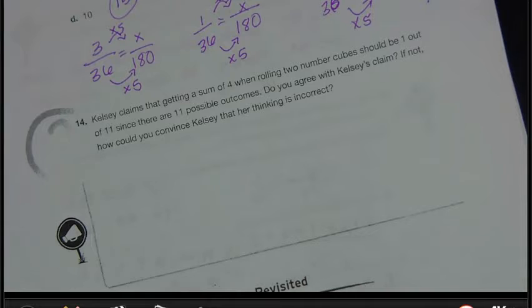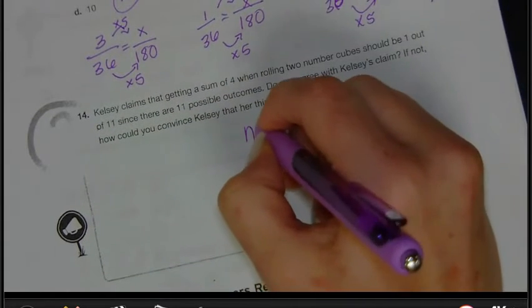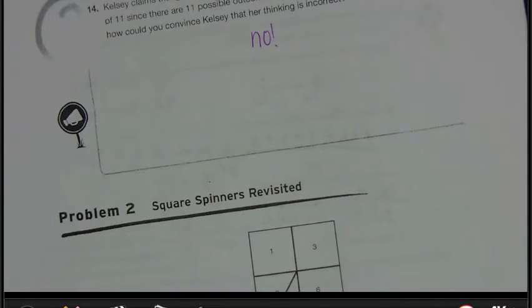Number 14. Kelsey claims that getting a sum of 4 when rolling 2 number cubes should be 1 out of 11, since there are 11 possible outcomes. Do you agree with Kelsey's claim? If not, how would you convince Kelsey in what her thinking is? Let's not finish that off, but I'm just going to go ahead and tell you the answer is no, so that way we can just move on and not have to worry about really skipping it.